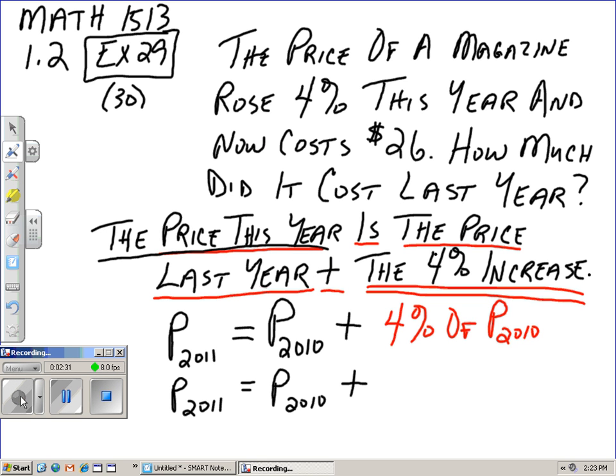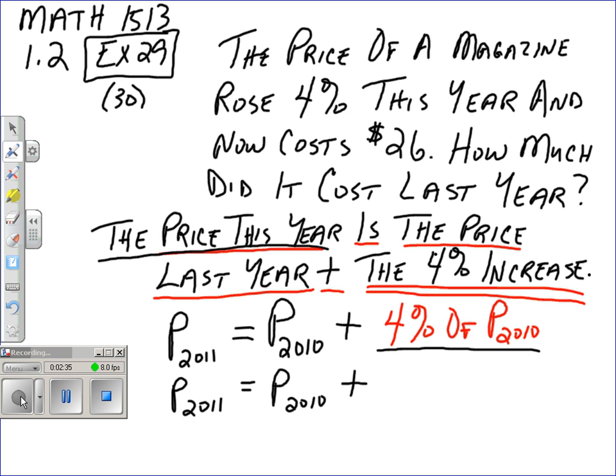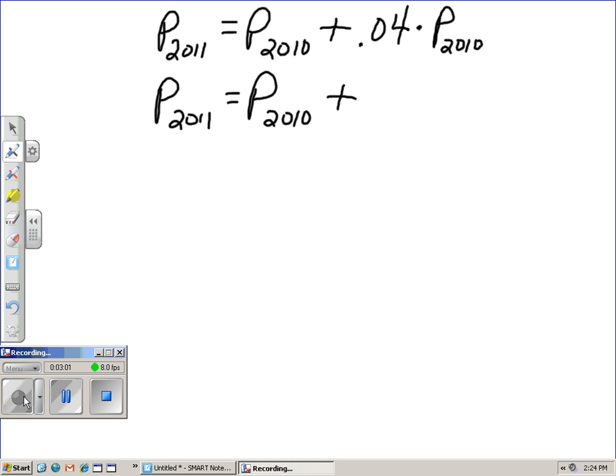All right, let's clean it up a little more. How do I write this a little shorter, a little abbreviated? Well, 4% I can change to a decimal, 0.04. You just drop the percent sign and move the decimal 2 to the left. Remember the decimal's right here, we just don't write it, and then we move it 2 spots to the left. So 4% changes to 0.04. Of in math almost always means times. And then P 2010.